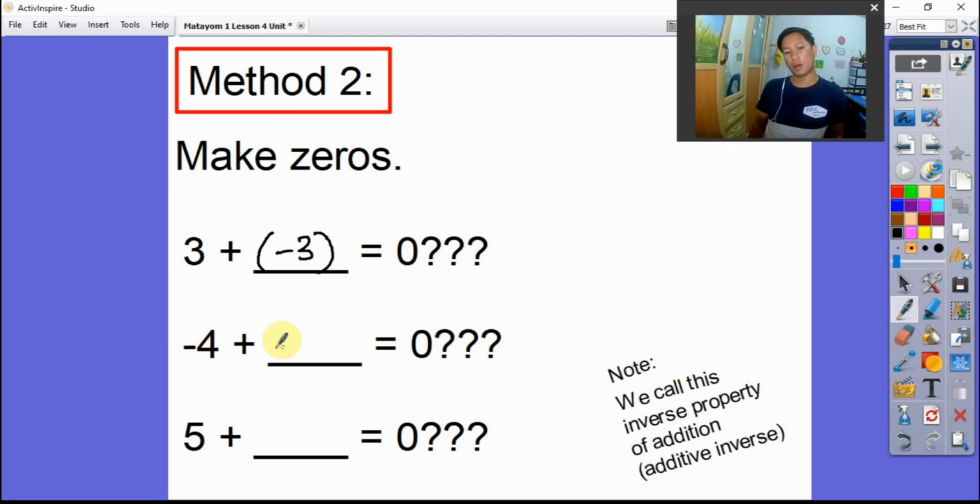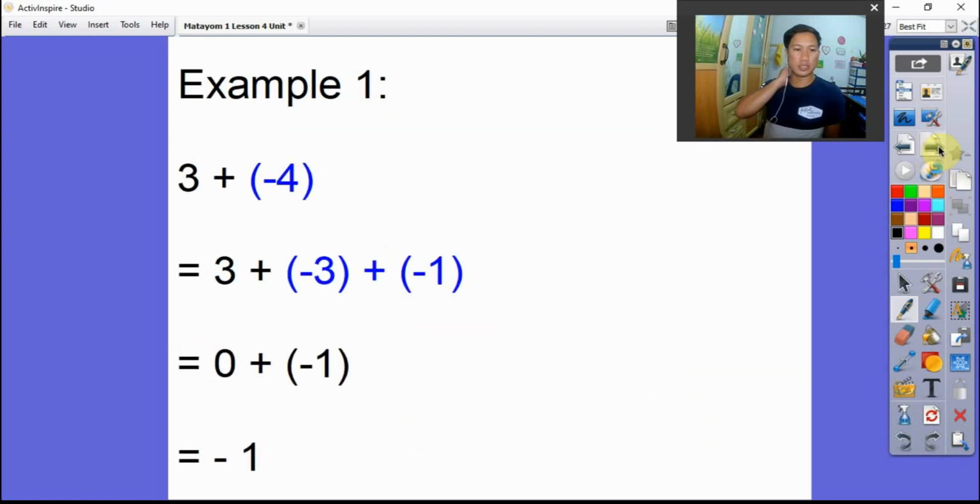Negative 4 plus what equals 0? What is the opposite of negative 4? It's 4. 5 plus what equals 0? What should we add here? It is negative 5. So what we need to do is find the opposite number to make zeros. So, example number 1.